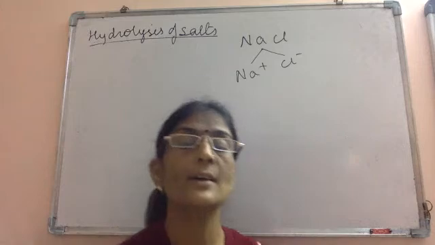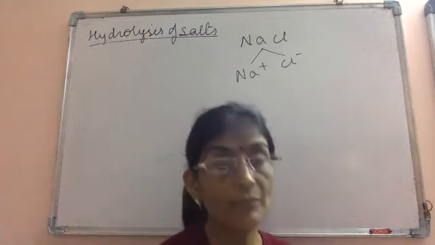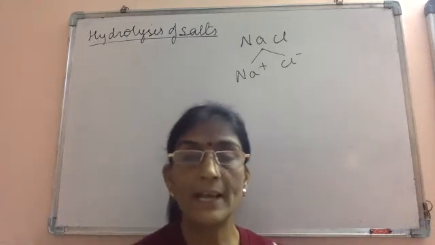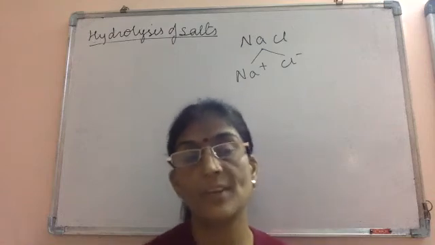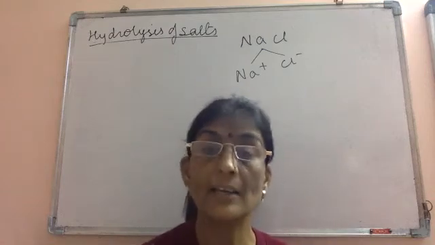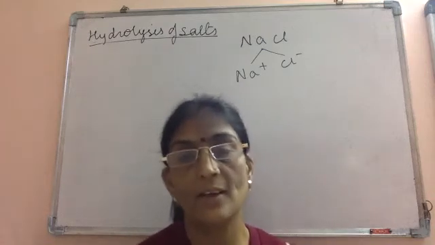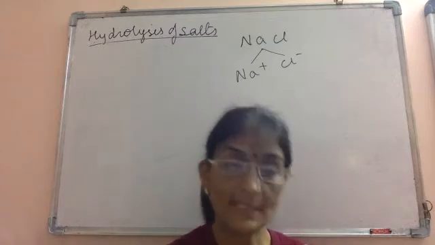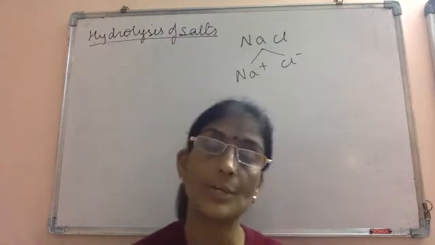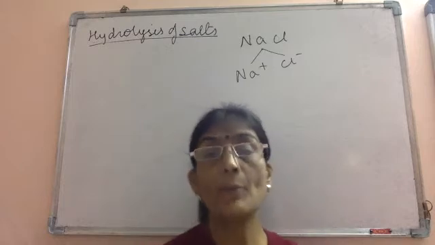What is hydrolysis? Hydrolysis is they react with water. These cation or anion, they interact with the ions produced by the water. पानी के आयंस के साथ रिएक्शन करते हैं और उसकी वजह से या तो सॉल्ट का सोल्यूशन एसिडिक होता है या बेसिक होता है या न्यूट्रल होता है, डिपेंडिंग अपॉन द सॉल्ट.